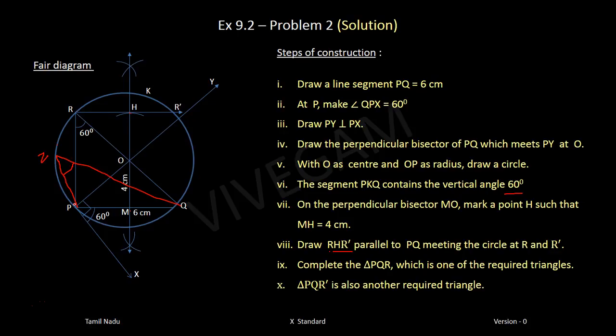Now complete the triangle PQR. So PQR is the required triangle which subtends an angle of 60 degrees and at the same time has an altitude of 4 centimeter. Alternatively, PR dash Q is also the required triangle.